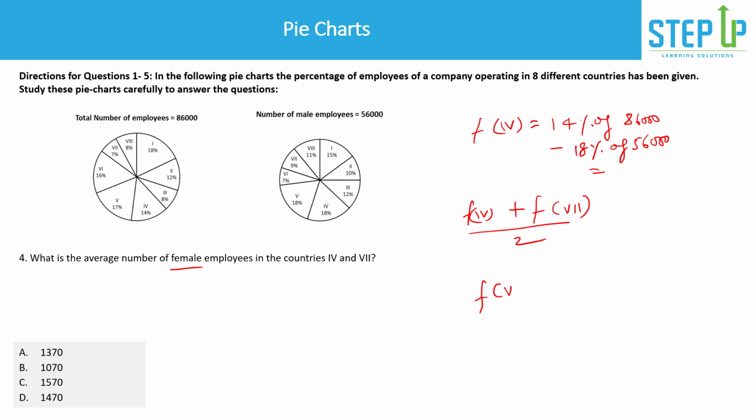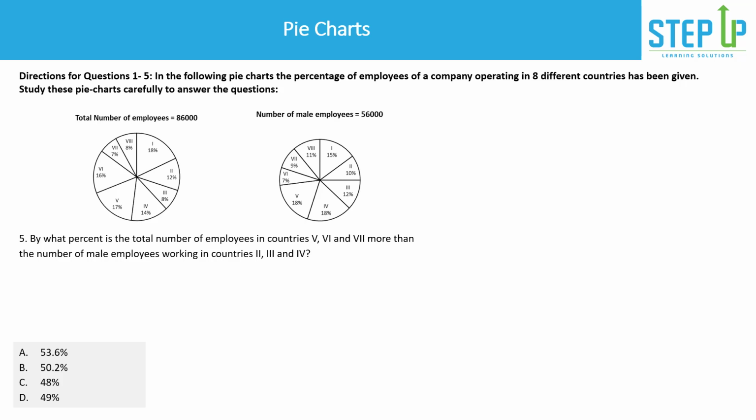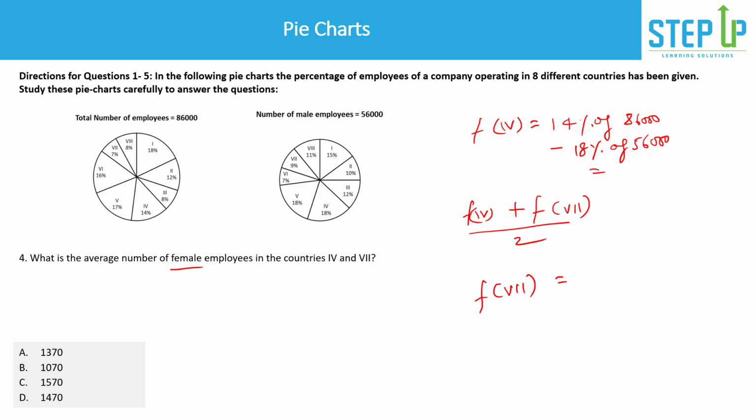Similarly, female in country 7 would be how much? Female in country 7 would be again 7% of 86,000 minus 9% of 56,000. Now I'm writing this just to show you what are the steps involved. But if I were you in the exam, I would have left this question. Meaning, is this question difficult? Absolutely no. Can I do it? Of course yes. But this will take me more than a minute. And why would I want to do all this calculation?